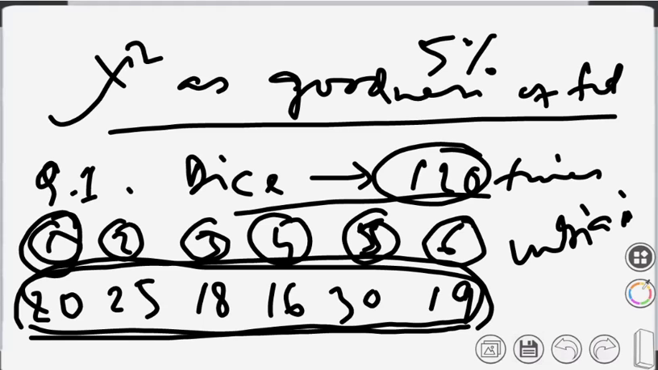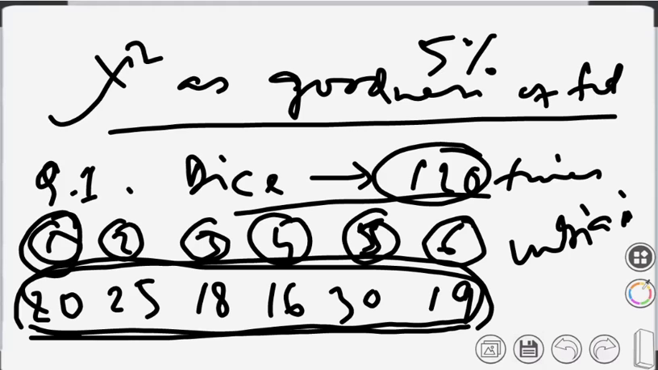When we used to play Ludo in childhood, we would try to make six come up, to see whether the six comes up frequently or not. So we try to do that. But if it's an unbiased die, then it is supposed to be near about 20, all of them.